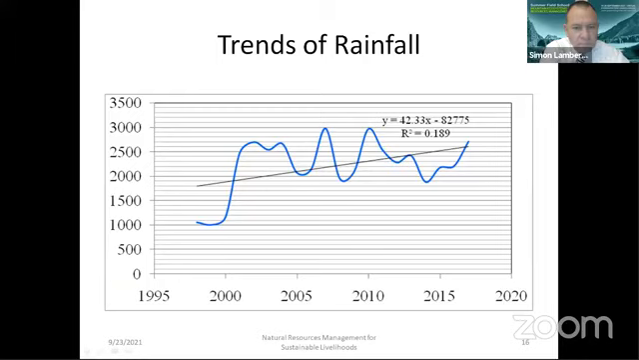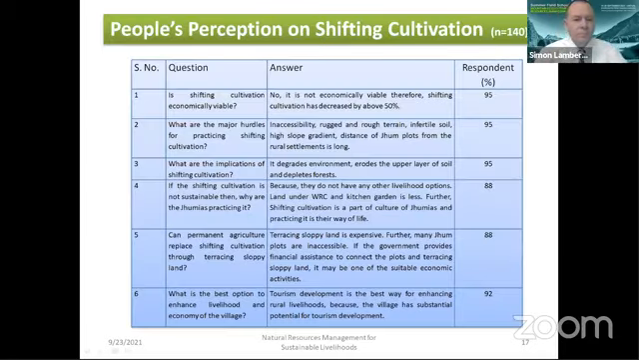This figure also shows the trends of rainfall, which is an increasing trend. And if you see the R square value, rainfall is increasing here in this eastern extension of the Himalaya. But if you go to the western Himalayan part, rainfall is decreasing. So there is high variability, and it is affecting the livelihood of the people because it is affecting crop production and yield. So I will skip this. I don't want to talk about this.